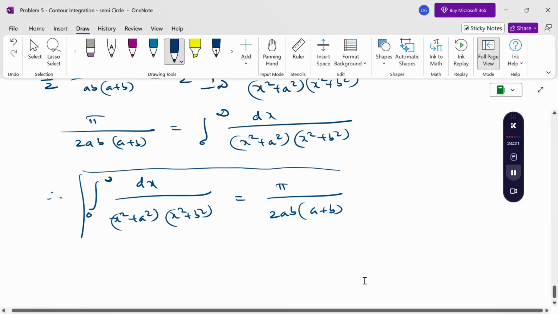So this is your final answer using contour integration.